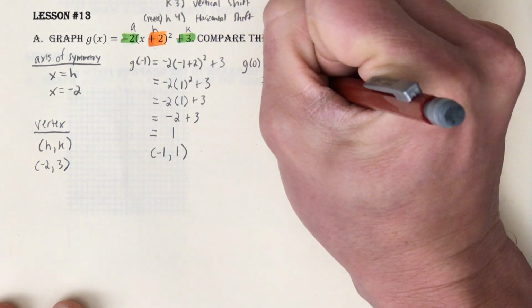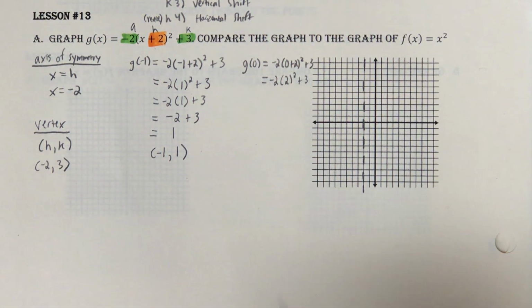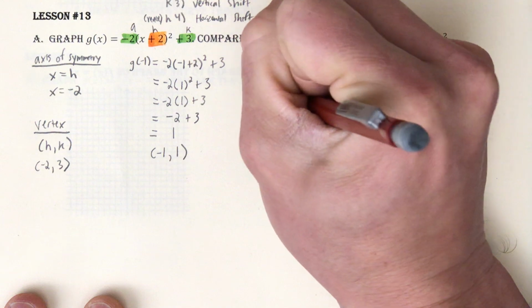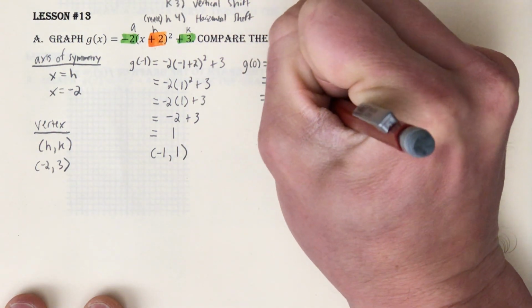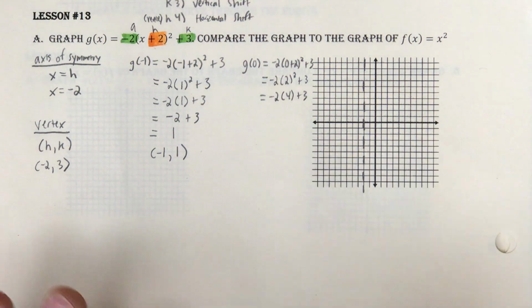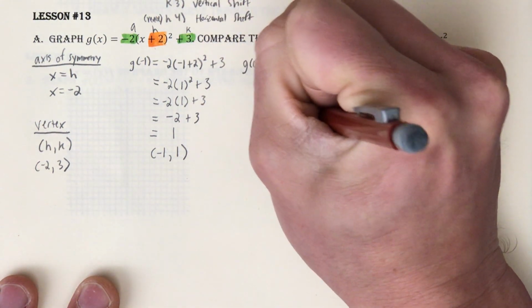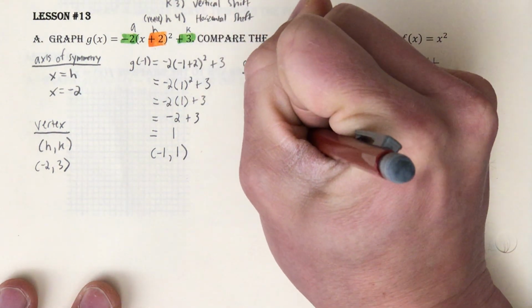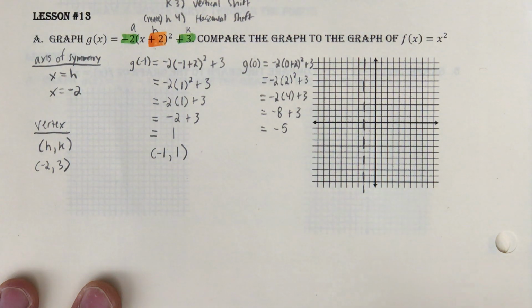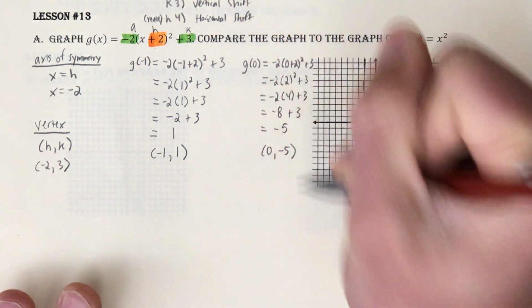So -2 times 2 squared plus 3. Then my exponent. So I've got negative 2 times 2 squared, which is 4, and then plus 3. Then negative 2 times 4 is negative 8 plus 3, and then negative 8 plus 3 is negative 5. So my next ordered pair would be (0, negative 5).